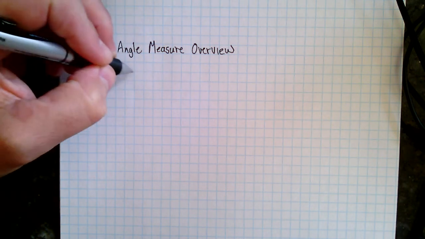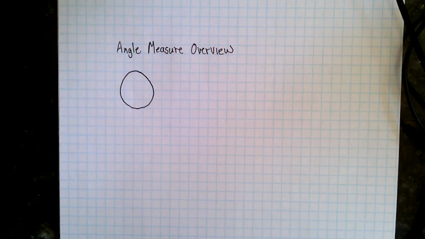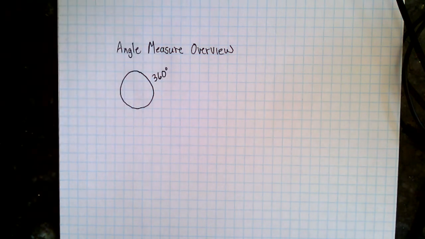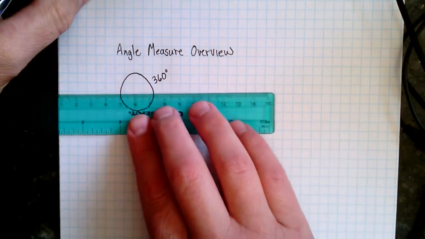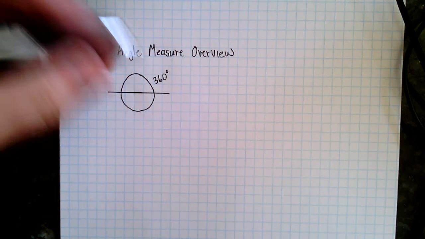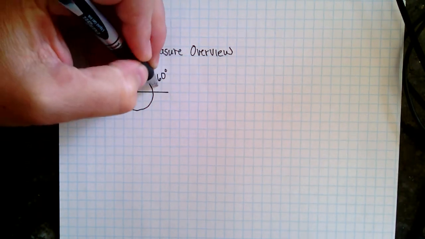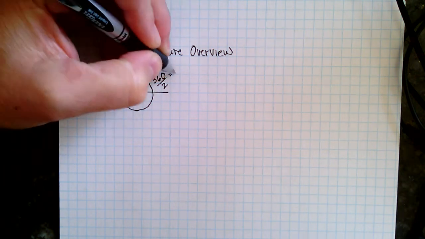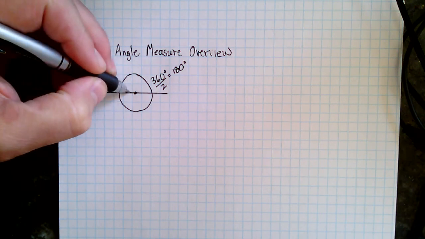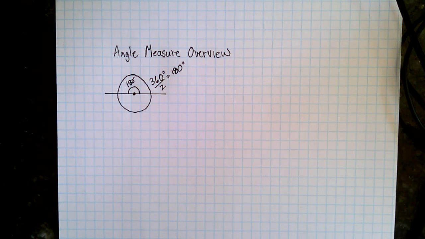So if we start with a circle, I think it's pretty common knowledge that a circle is made up of 360 degrees. Well, if you draw a line through the center of the circle like that, let's call that the center. Halfway around would be 360 degrees divided by 2, which is 180 degrees. So that means that this angle right here, this straight line, is 180 degrees.